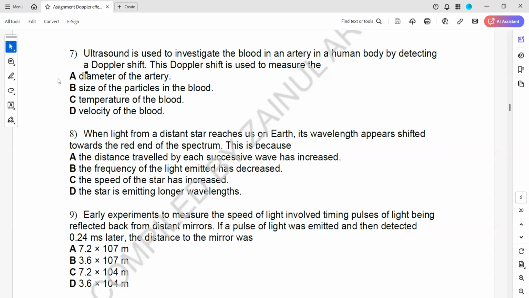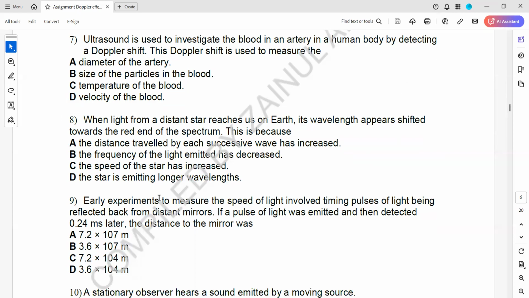So if we want to determine the diameter of the artery, we'll use a pulse echo. We send the signal and it bounces back. The size of the particle in the blood? No, the Doppler effect can be used to determine the speed at which the observer or the source are moving, or the apparent change in the frequency. That's the Doppler effect. Not the size of the particles in the blood or the temperature. It is used for the speed at which the blood is moving. We can determine that by using the Doppler effect.